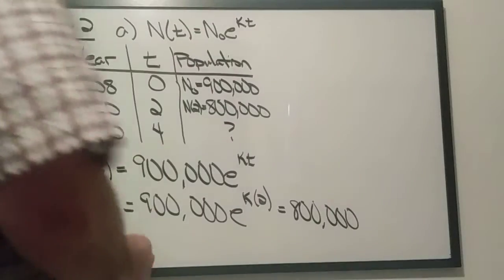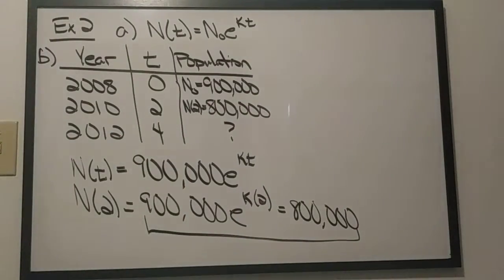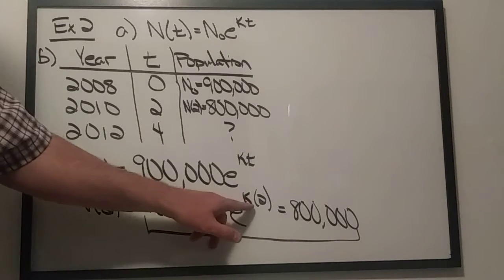So I can come in and say that this is equal to 800,000. Now what I'm going to do is focus my attention on the last two parts there: 900,000 e to the 2k is equal to 800,000. And as you look at that equation, the only thing that's left there is the variable k for my decay rate. So we can actually solve for k. So now that we know that we're going to be solving for k, I want to try to get this k alone.